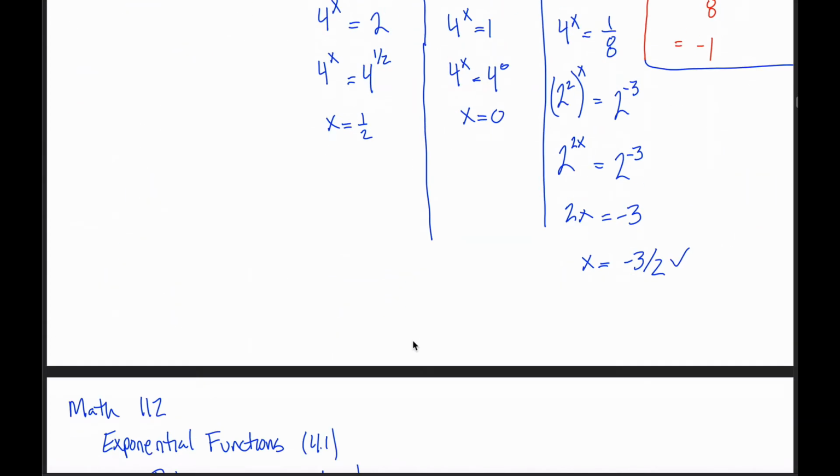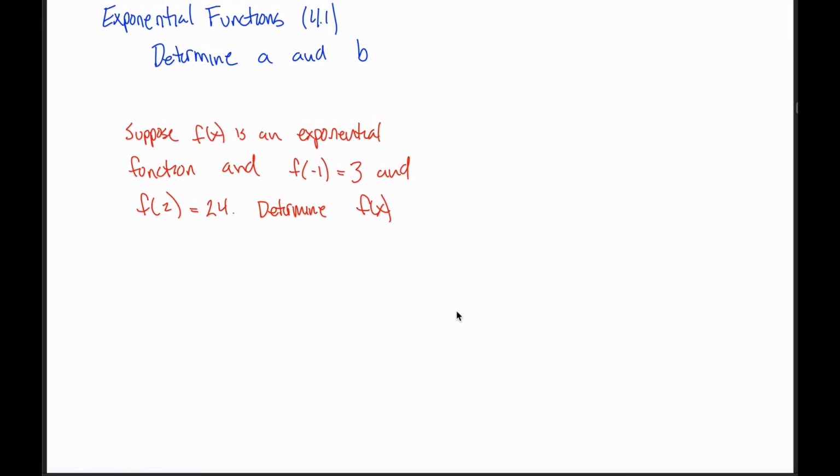In this video, we're not going to be told the exponential function. We're going to be asked to come up with that exponential function. So we're given some information about the exponential function and supposed to use that to find out what the function is. In order to do that, what you need to know is that exponential functions always are of the form f of x equals a times b to the x power.